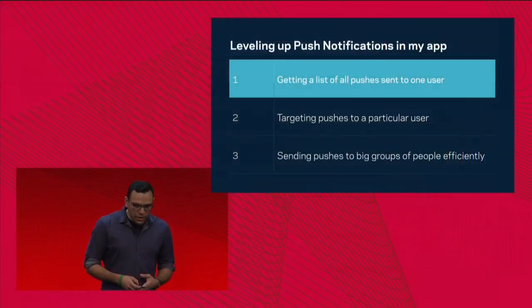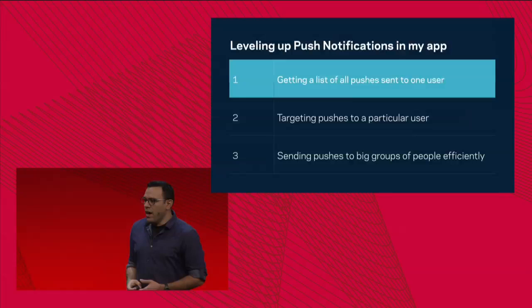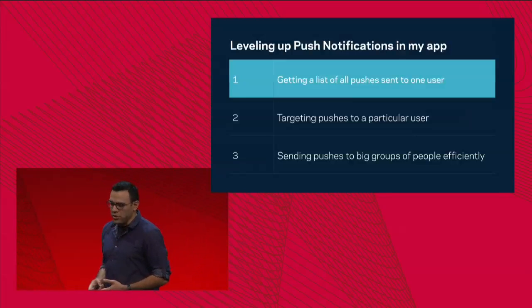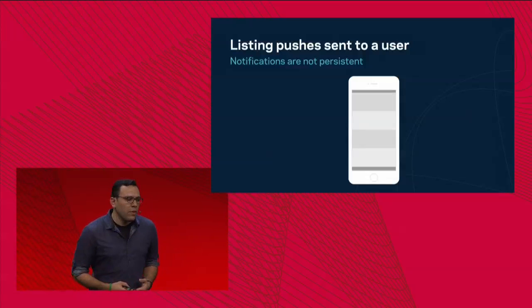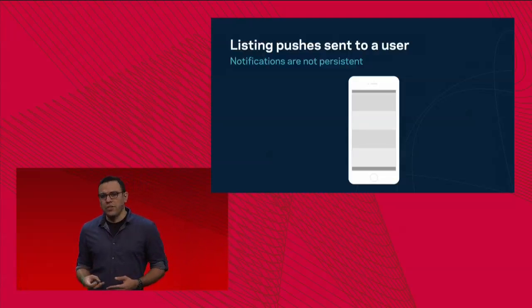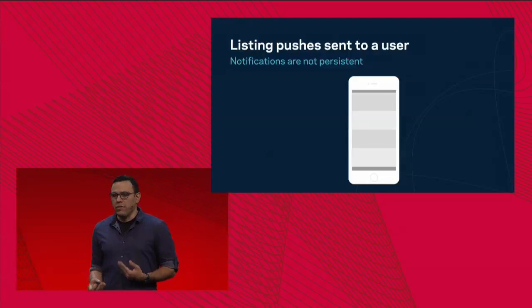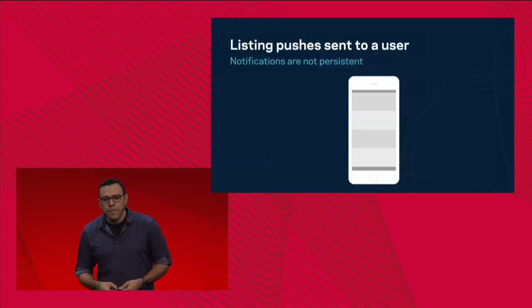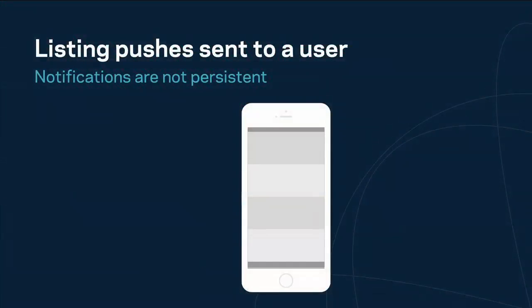So the first thing I want to talk about is push notifications. This is something that many, many Parse apps use. And I just want to show you some examples of how you can improve your usage of push notifications in your app. So one very common question I get a lot is, how can I get a list of all the push notifications that I have sent to one device? Maybe you're working on some sort of communication or messaging app, and you want to make sure that all the messages that you sent to one user can be displayed at any time.